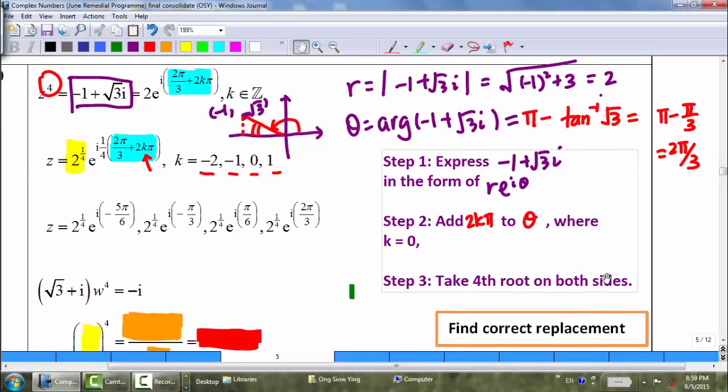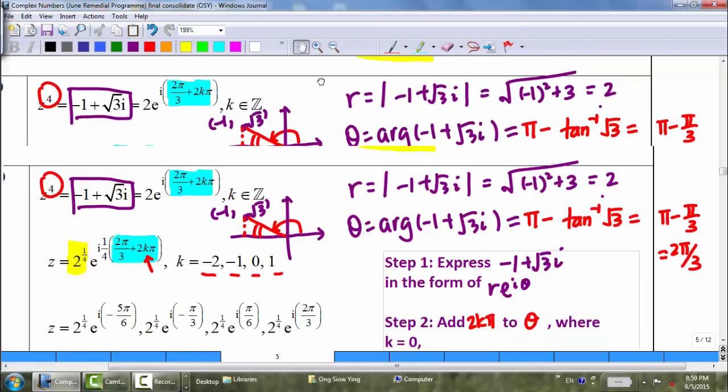The last step is to take the fourth root. It need not always be the fourth root. It depends on what equation you're solving. If you're solving for z^4, of course you'll be finding the fourth root. But if you're solving for z^5 equals a complex number, then you'll be finding the fifth root and so forth. All right, now let's come to the last part of this question.